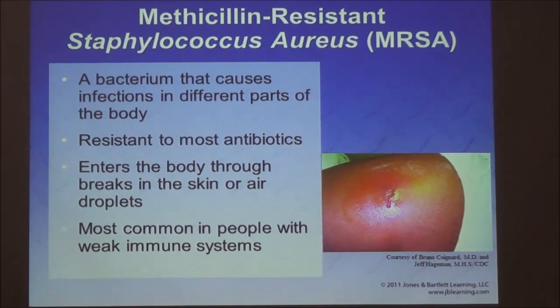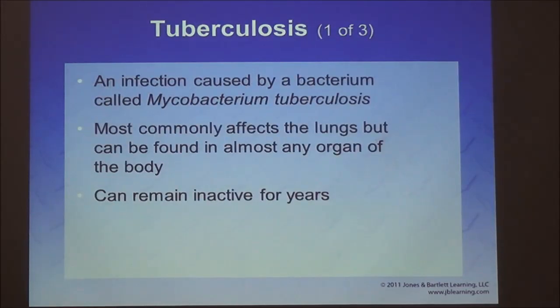And one very common disease we have out there is methicillin-resistant Staph aureus, or MRSA. This is a disease that primarily attacks the skin. It's resistant to most antibiotics and very common in people with weak immune systems. Other types of diseases we have include tuberculosis, which is an airborne respiratory disease.